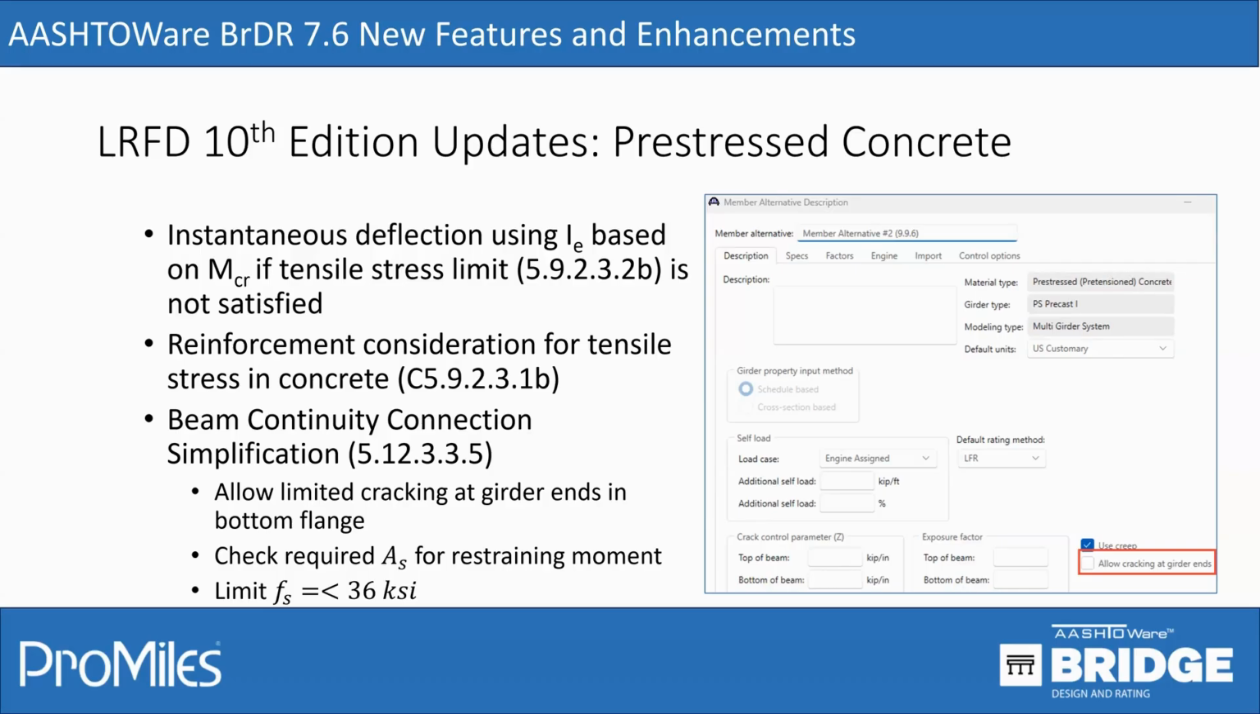There were some updates for beam continuity as well, for continuous prestressed beam, simple for dead load, or simple for stage 1, continuous for stage 2, and live load. An additional checkbox has been introduced, as you can see on the right, to allow cracking at girder ends. If allow cracking at girder ends is checked for bottom flange at the transition with diaphragms, then the required area of steel is checked against the restraining moment. Essentially, the goal here is to limit the stress in steel to be less than or equal to 36 KSI.